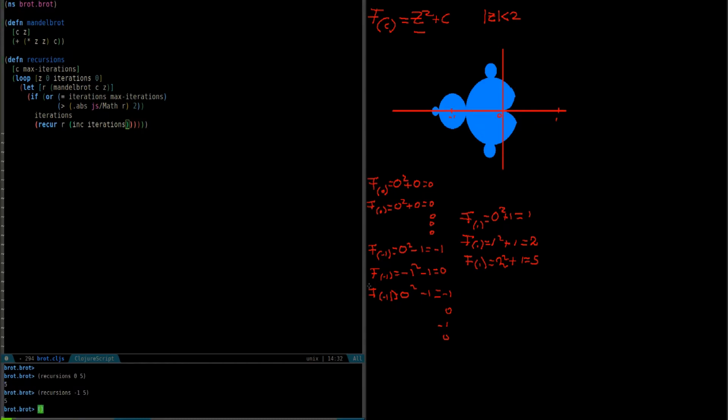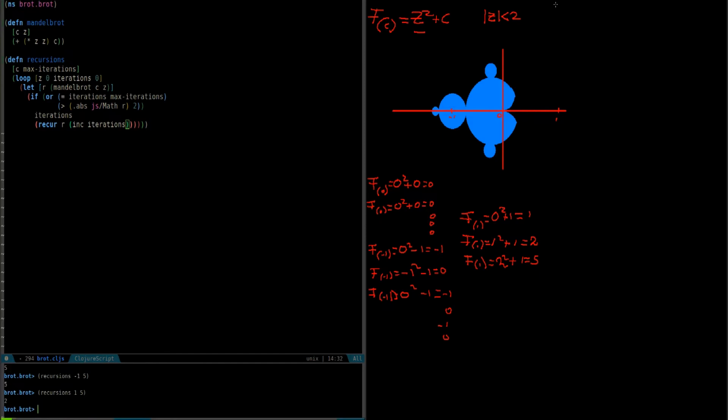We tested a point that was not part of the Mandelbrot set, 1. And even after 2 recursions, the absolute value of Z had grown bigger than 2. So, if we call recursions with point C is 1 and a maximum iterations of, who cares, 5, it should return 2. And it does. That completes our recursions function.